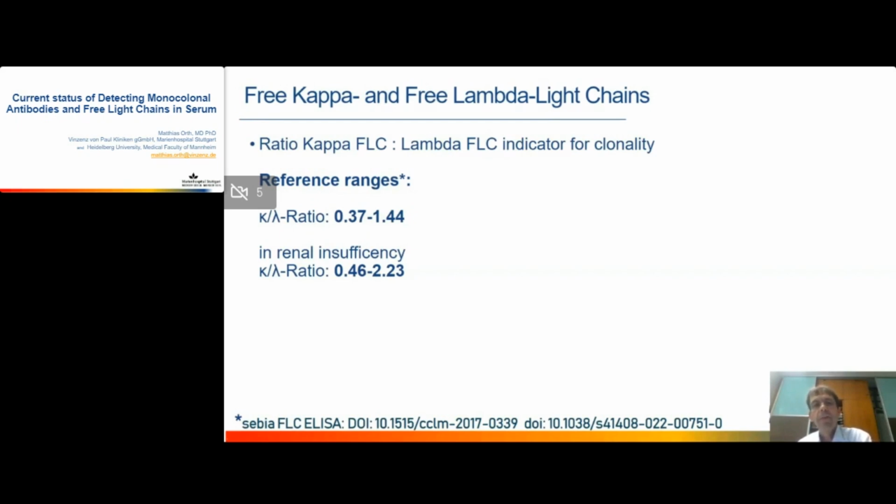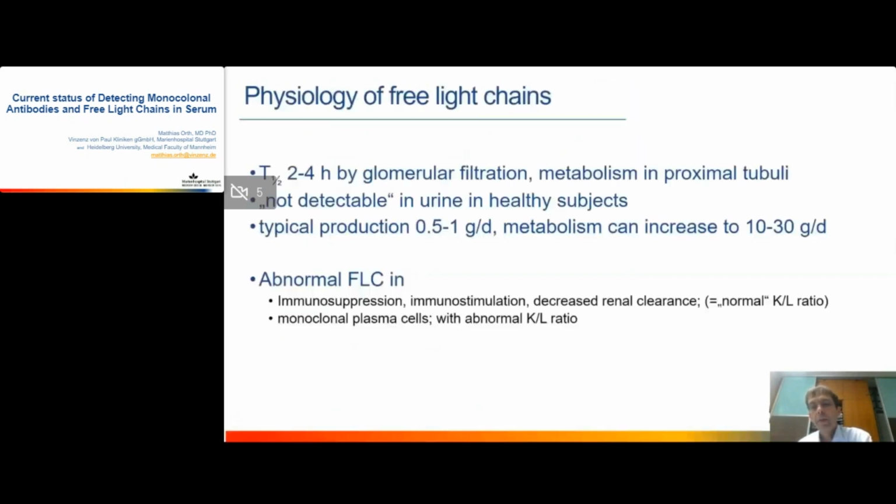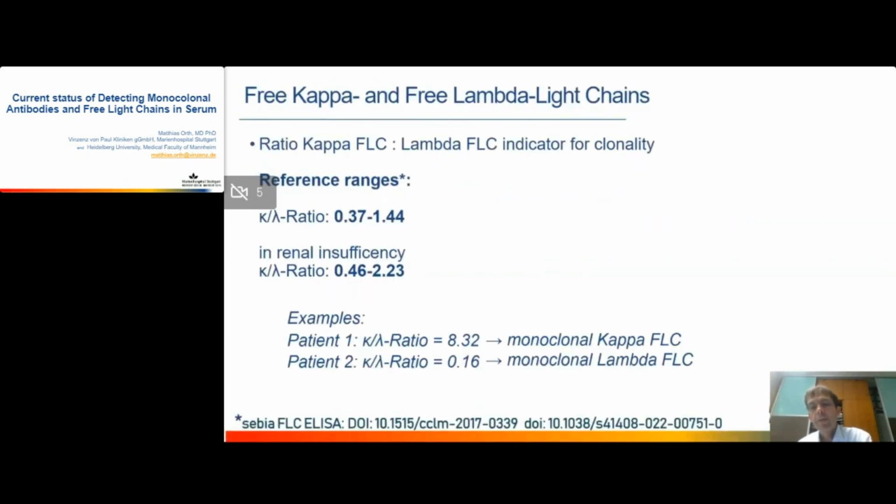Rather challenging. So, for example, if a patient got a kappa lambda ratio highly elevated, with 8, or very low, with 0.6, they got either monoclonal kappa in this elevated case, or monoclonal lambda in this severely diminished ratio.